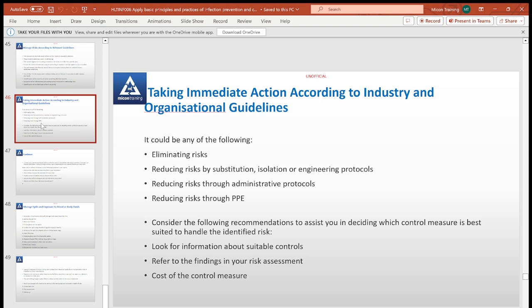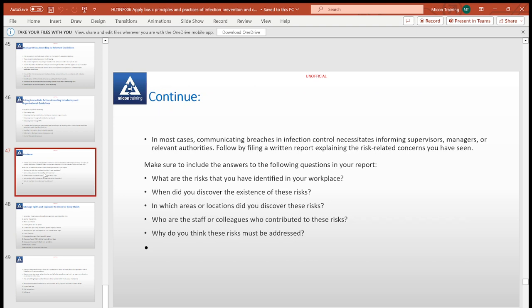Reducing through administrative control can also be used, and the last means of hierarchy of control is the use of PPE. So consider the following recommendations to assist you in deciding which control measure is best suited to handle the identified risk: look for information about the suitable control, refer to the findings in your risk assessment, and consider the cost of the control measure.